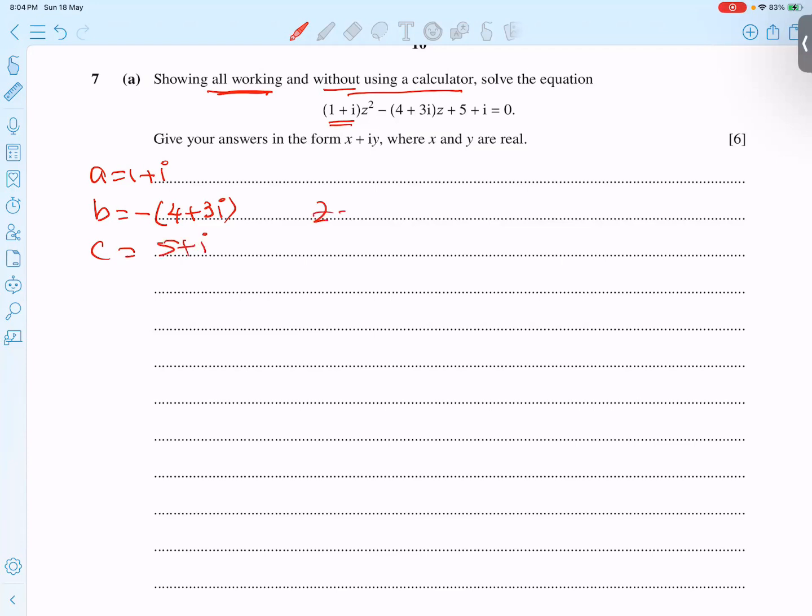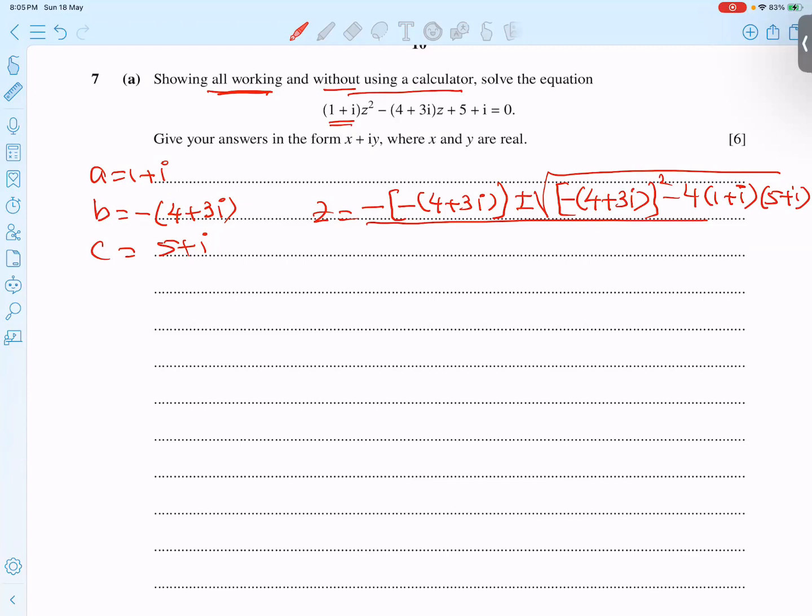So I'm applying the formula negative B. B is already negative outside, so I'm writing negative B plus and minus square root of B square minus 4A and C is 5 plus iota. So a lot of algebra is there, and 2A, a lot of patience required. Negative into negative is positive, so I'm writing only 4 plus 3 iota.